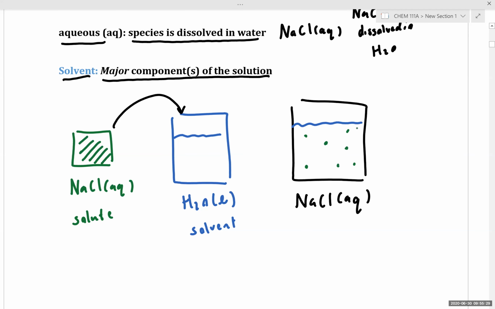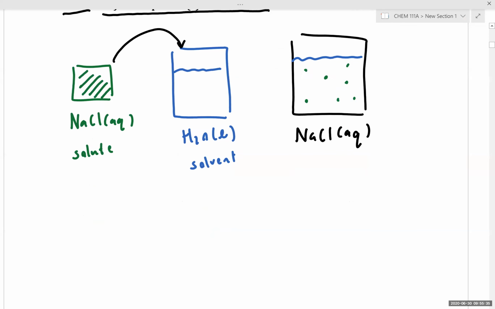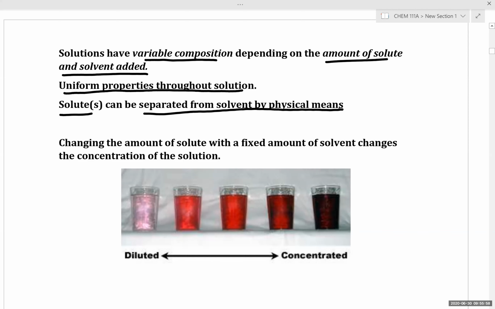Okay, so now that we have the major terms that we use to discuss solutions established, let's now move on and talk about key properties of solutions. So first, solutions have variable composition depending on the amount of solute and solvent added. Okay, they have uniform properties throughout the solution, and the solute can be separated from the solvent via physical means. There's no chemical bonding between solute and solvent. You can separate solute and solvent via physical means.